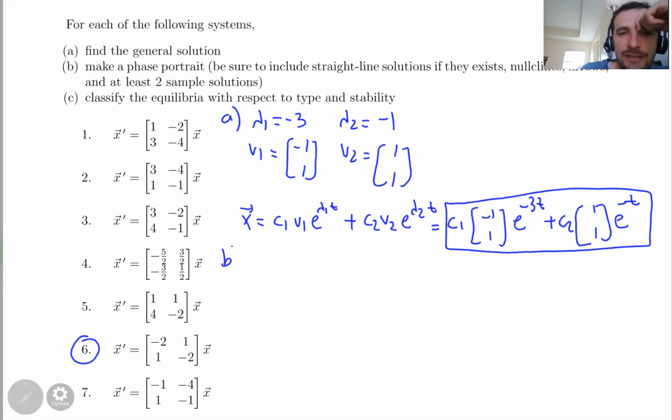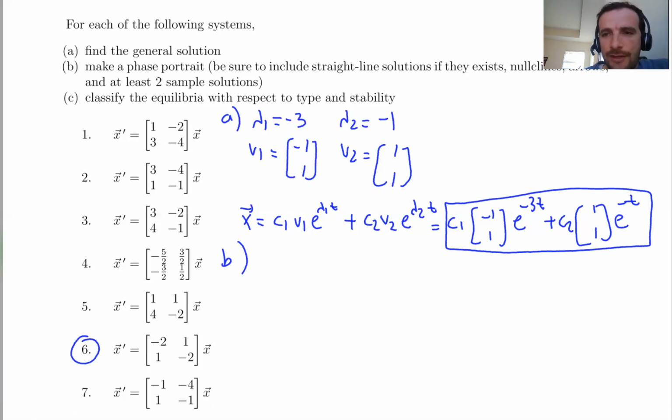Part B, make a phase portrait. We already got the straight line solutions, which are coming from the eigenvectors. But we should also find the null lines. Of course, after that, we should find the arrows, and we should also find 2 sample solutions. Let me show you how to do it.